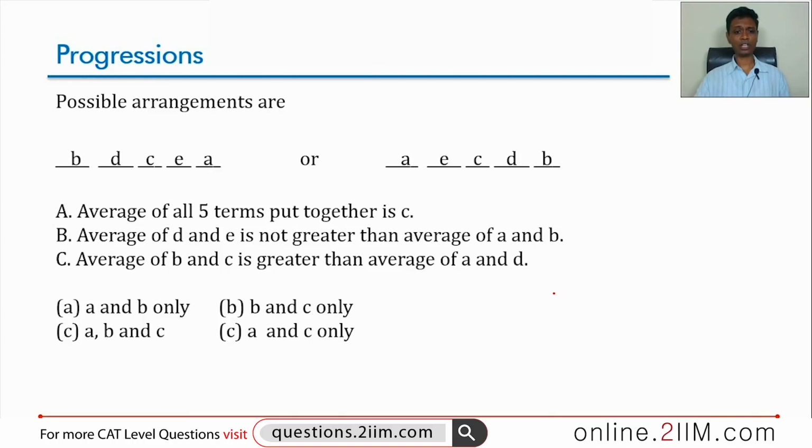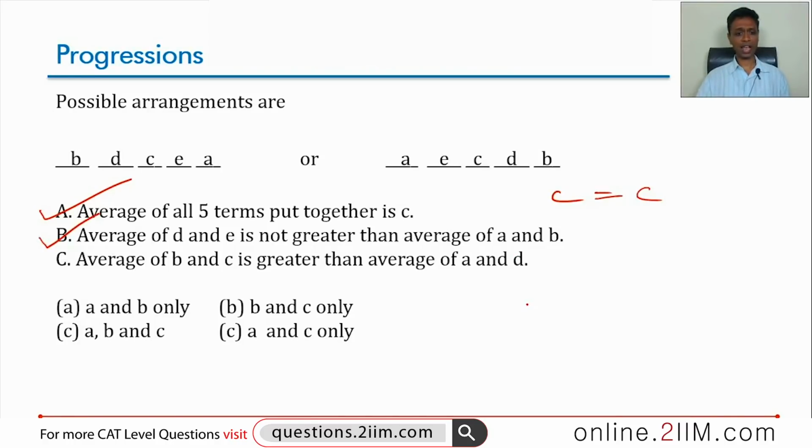Average of all 5 terms put together is C, the middle term in an AP, done. Average of D and E, in both cases, is C. It is not greater than the average of A and B, which is also C. These two are equal. This is not greater than that. This statement is also true.